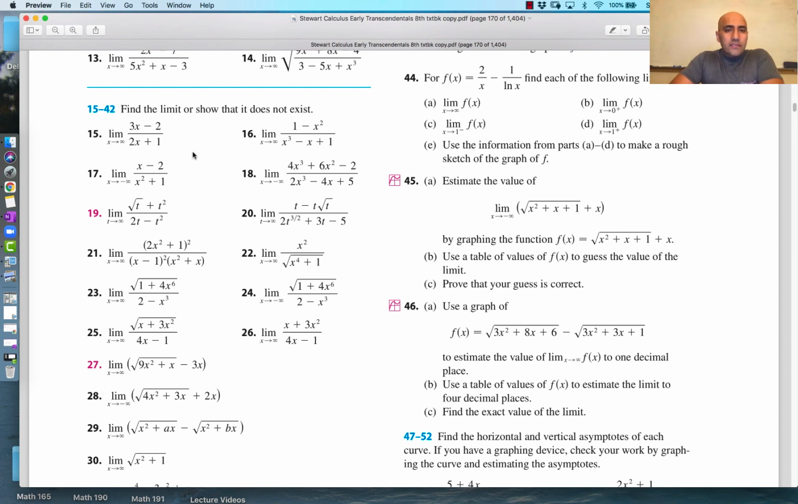These will be cases where we need to take advantage of the trick where you multiply the numerator and denominator by 1 over x to the power of the highest degree observed in the denominator. So this one we would want to do 1 over x divided by 1 over x, and that'll fix it. This one we would want to do 1 over x cubed over 1 over x cubed, and that'll take care of that.